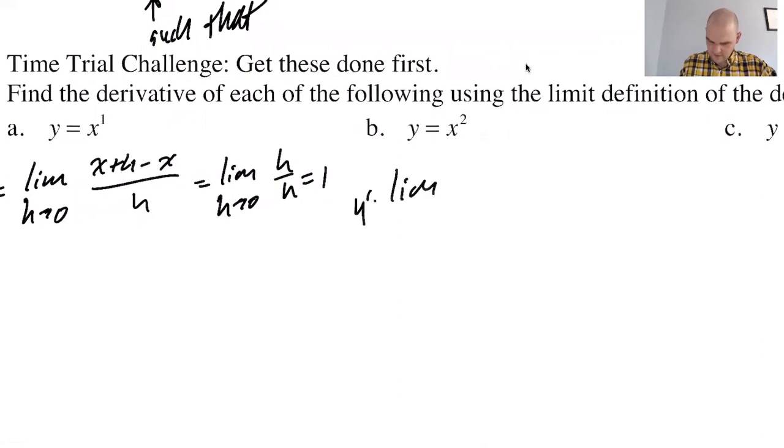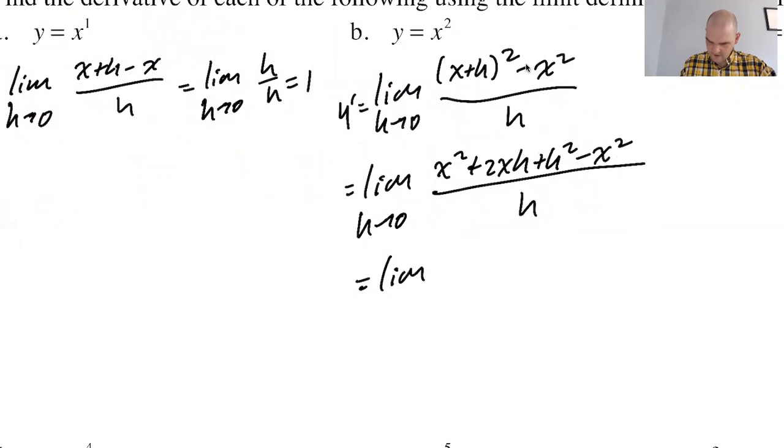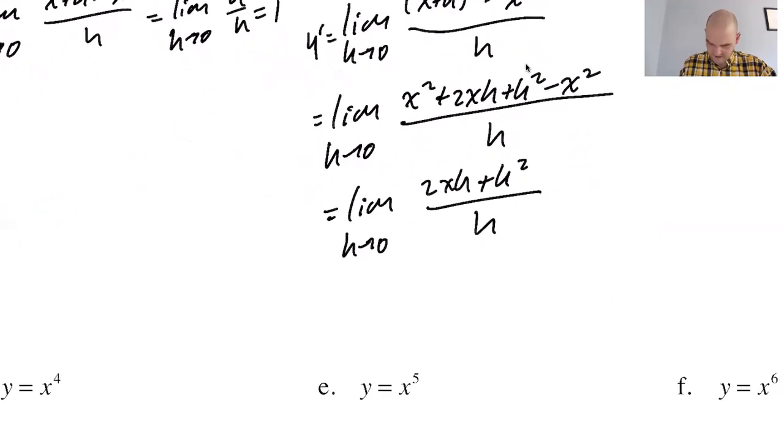Limit, so this will be y prime, as h approaches 0 of x plus h squared minus x squared over h, which is the limit. So you're just kind of racing here. 2xh plus h squared is really good practice for expanding binomials. This will become the limit as h approaches 0 of 2xh plus h squared over h. I should have reduced out the h there. Could have picked up some time. Limit as h approaches 0, 2x plus h, which is just 2x. I'm going to say 2x to the first.